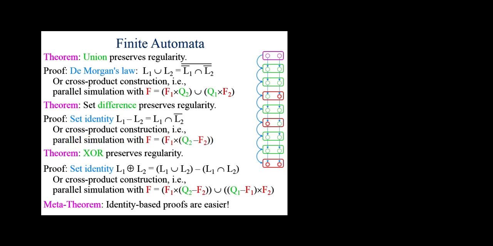Again, all these by set identities. Once we do one cross-product construction, do it the hard way, then you can prove much more easily using set identities that other operators preserve that property, in this case regularity. And in the book, it comes from roughly pages 47, 48, 49. And then we started to talk about non-determinism. That's where we left off.